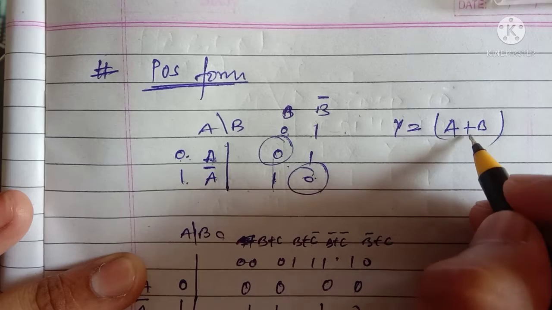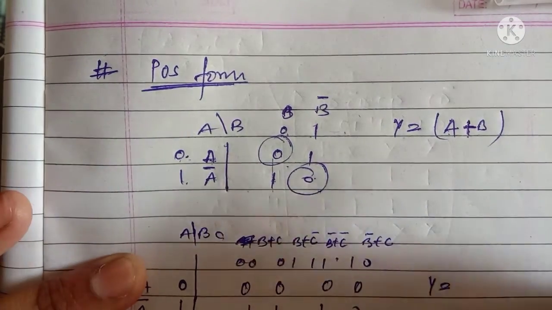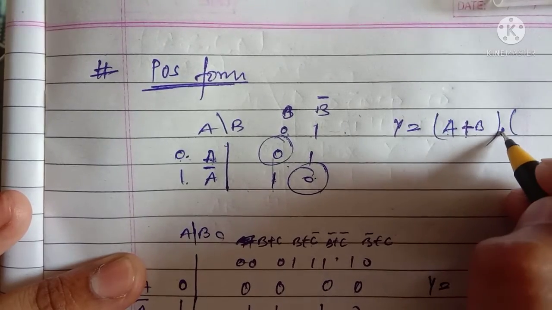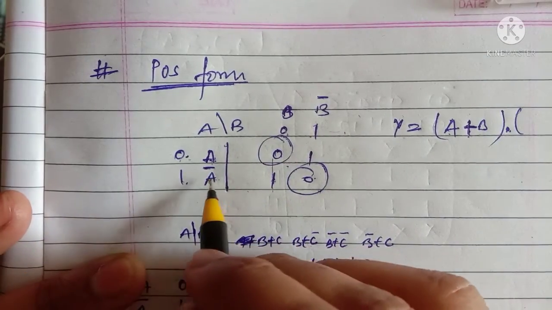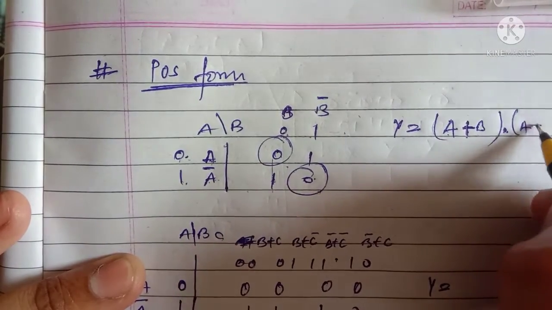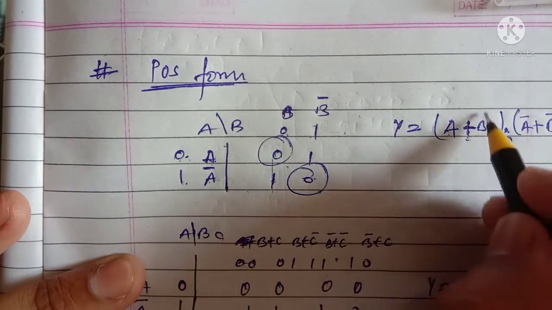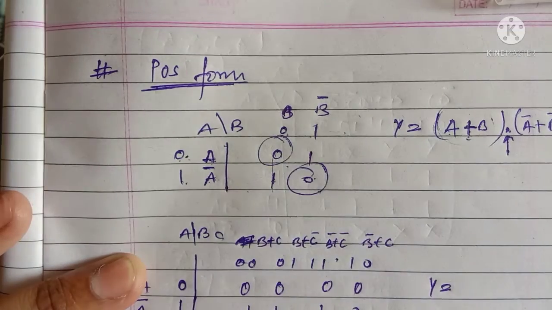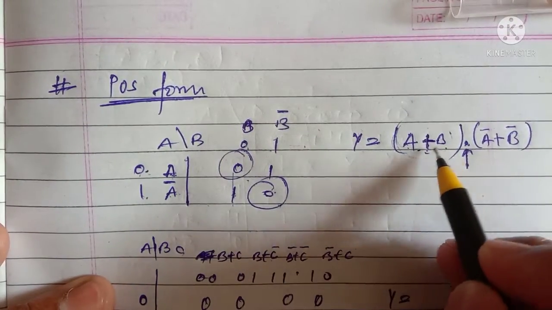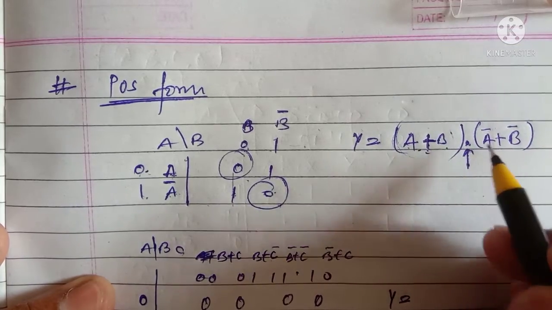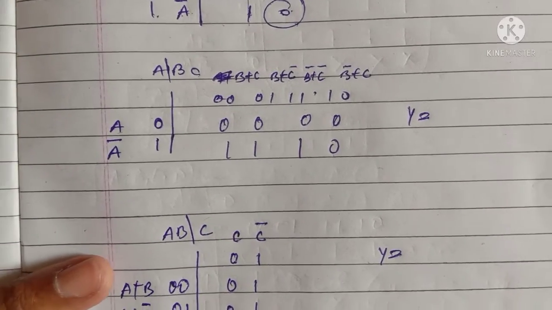You have to write it in POS form, product of sum. This is product, product of sum. This is a sum form, and now we are taking the product of this part. So this corresponds to A bar, and this corresponds to B bar. So this is product of sums: this is a sum, this is a sum, and we are multiplying these two. Understood? Now we go for the three variables.